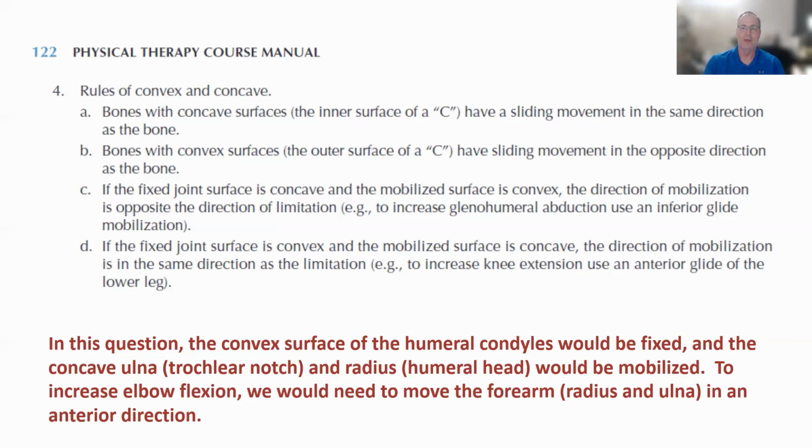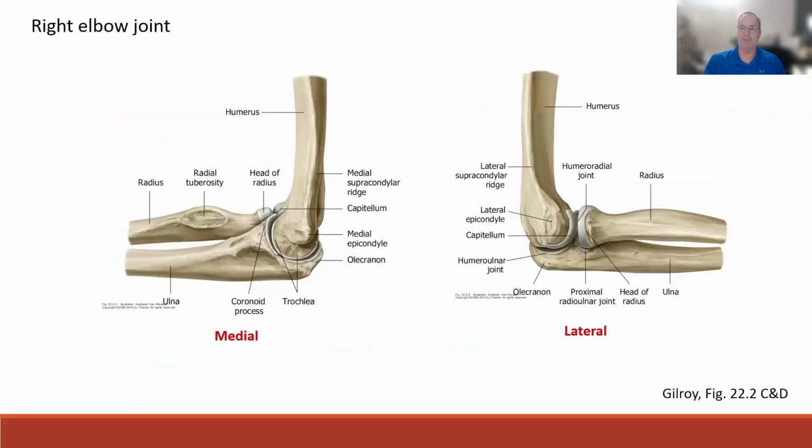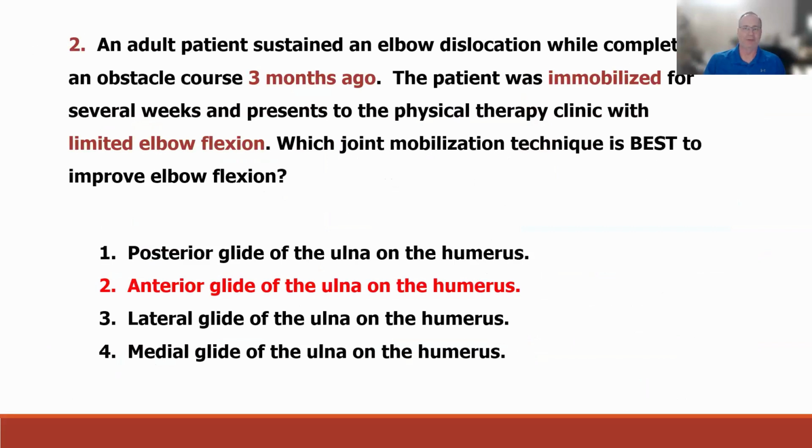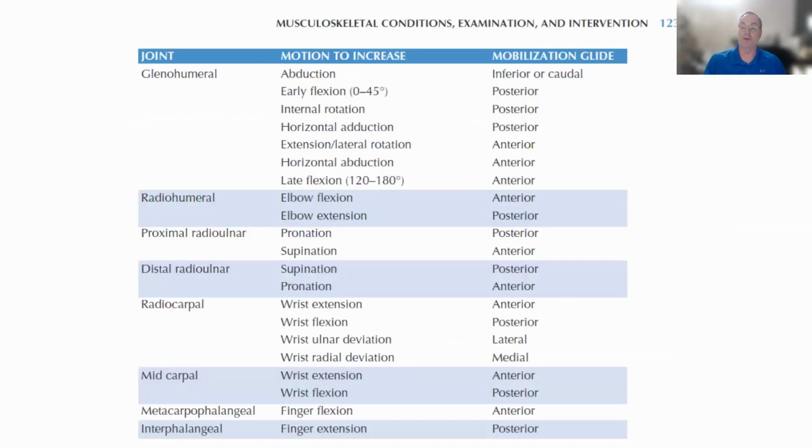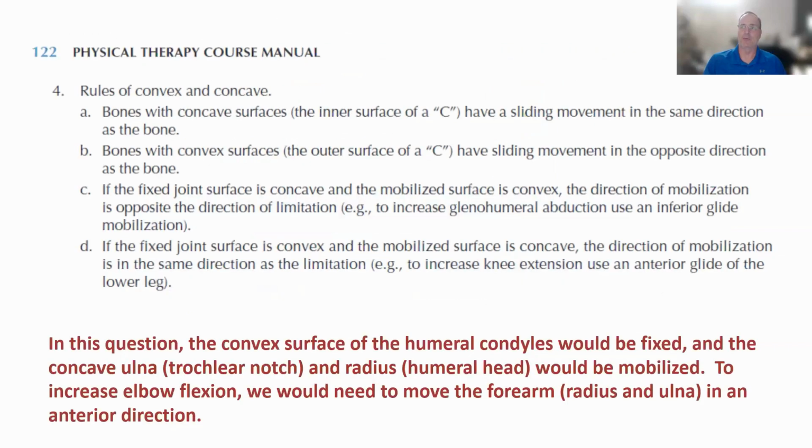All right. So certainly arthrokinematics, the rules of convex and concave, that's going to be something that you're going to want to be familiar with in preparation for the exam. And so again, well done. About 70% of you all got that one correct. As far as the answers go, let me just run back to those real quickly. So posterior glide of the ulna on the humerus was the next most popular answer. And of course, that'd be something that we'd want to do if we were trying to improve extension of the elbow joint.